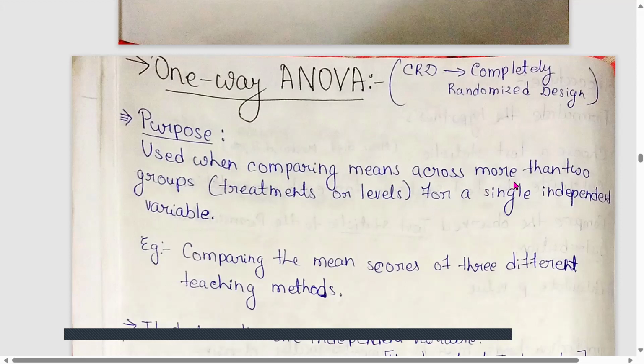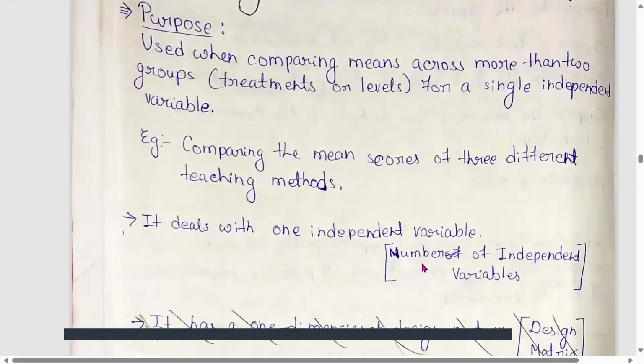Here I have given an example of two groups. Here it is written treatments or labels. It might be treatments or labels for a single independent variable. Example: comparing the mean score of three different teaching methods.